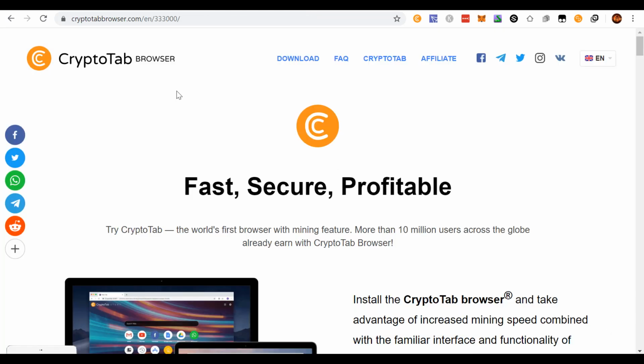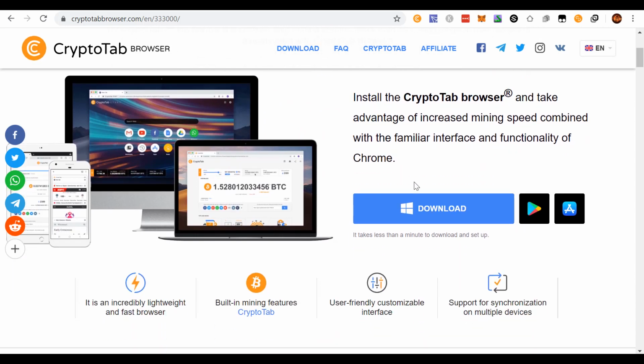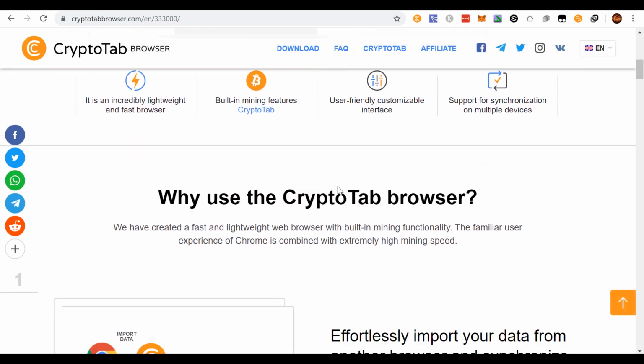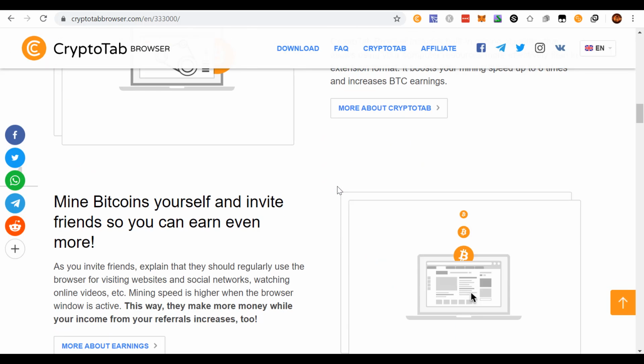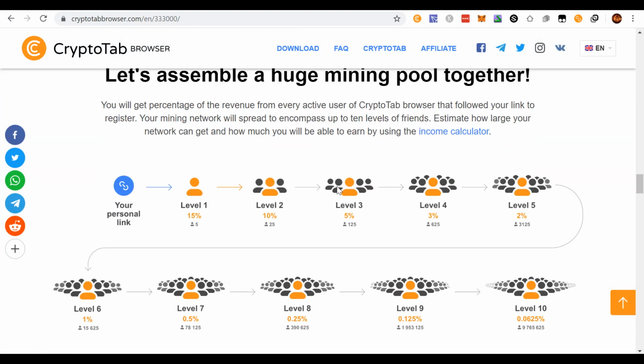If you're not using the Cryptotab browser, I'll put a link in the description, but you'll see a page like this: get paid for web surfing. You'll just click download, install it, and start using it. But if you scroll down somewhere in here, it gives you some information on their affiliate program. They have a 10 tier or 10 level affiliate program. You earn 15% of everyone on your first level, 10% on everyone on your second level.